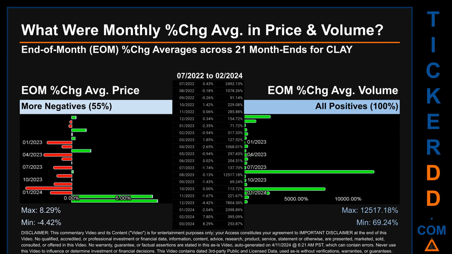Price saw an end-of-month max of 8.29% in average percentage change along with a minimum of -4.42%. For volume, the maximum and the minimum monthly percentage change were respectively 12,517.18% and 69.24%.